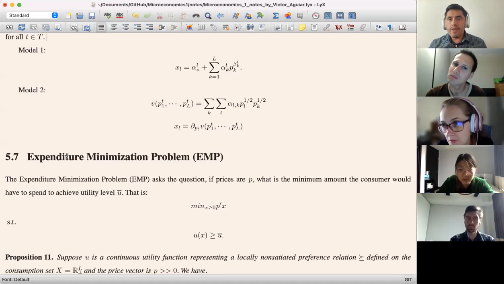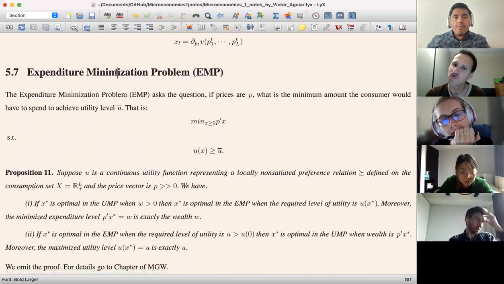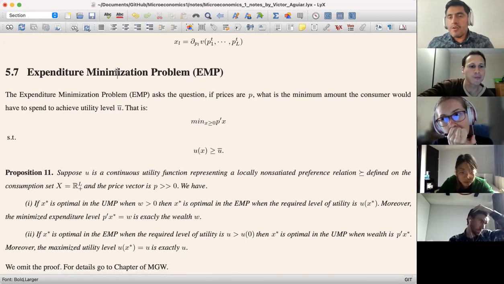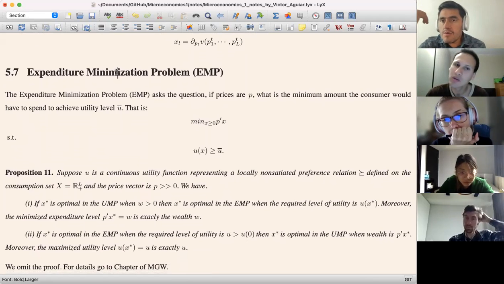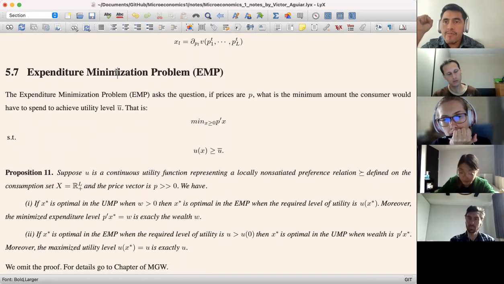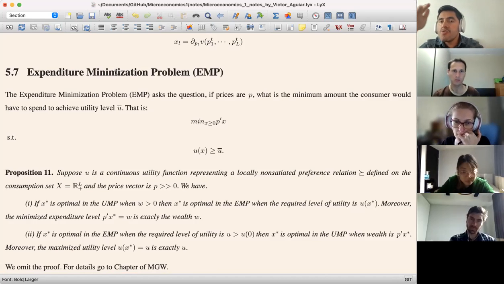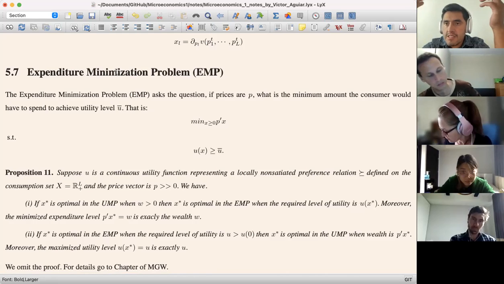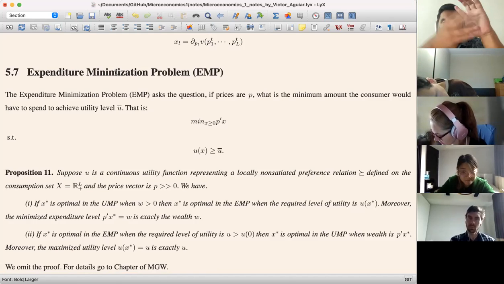Now, let's introduce the expenditure minimization problem. And this is a pretty cool break if you want, because we're going to give a little more meaning to some things we have been seeing. This problem is essentially what is called the dual problem of the utility maximization problem, and it is really a complement of the utility maximization problem. I'm going to describe the problem and then I'm going to motivate it.